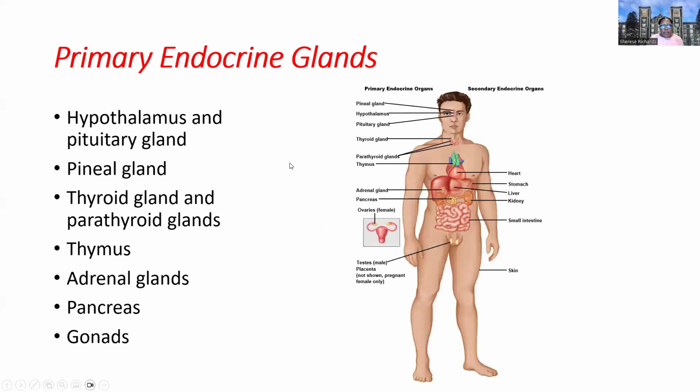If we look at the primary glands, there's the hypothalamus, which is a region in the brain. Remember, the hypothalamus is not a gland, it's a part of the brain. Then the pituitary gland, which is a gland also found in the brain, and the pineal gland, also in the brain, are some of the major endocrine players that we find in the central nervous system. Now, outside of that, in the neck, we have the thyroid gland.